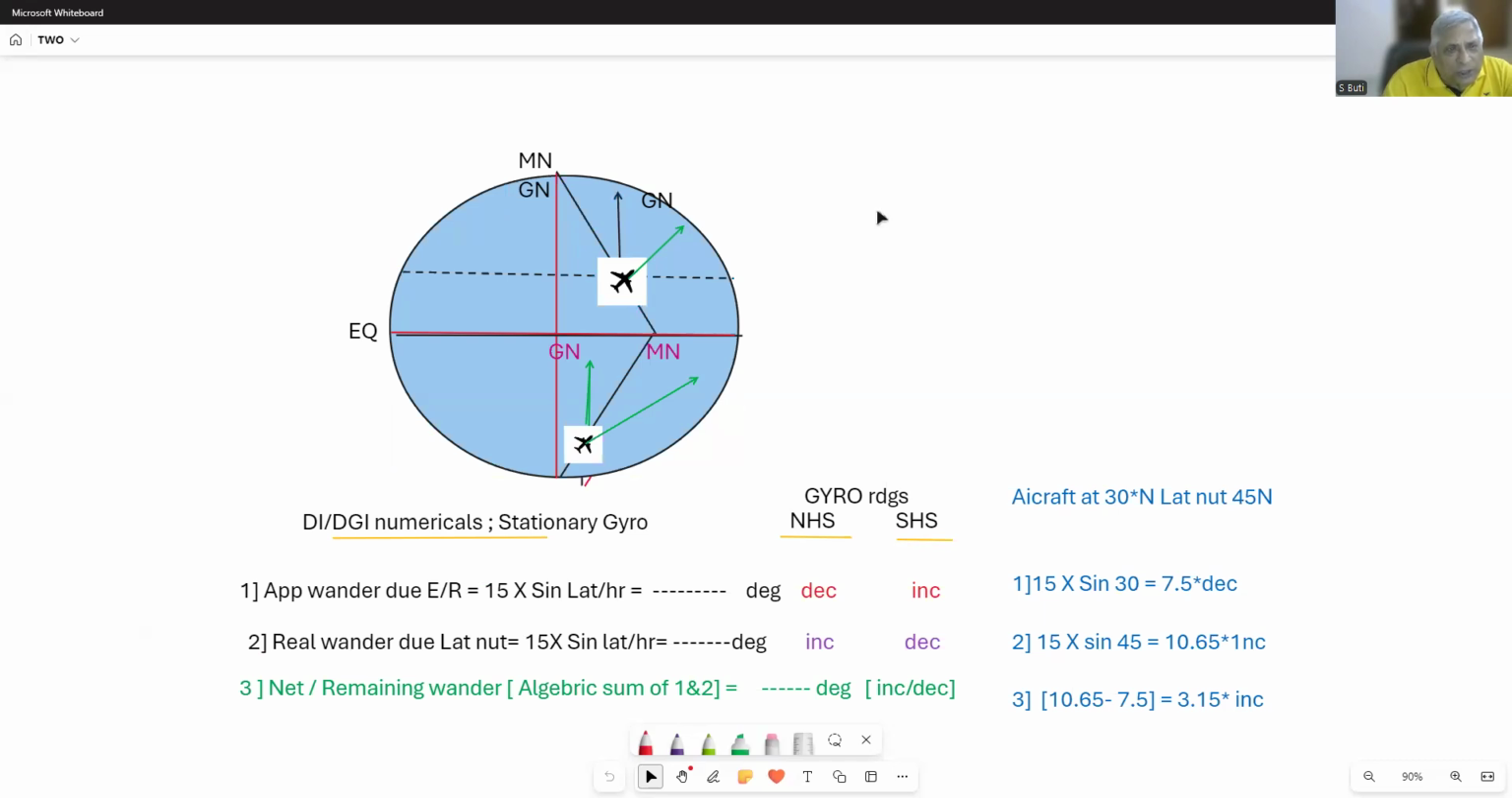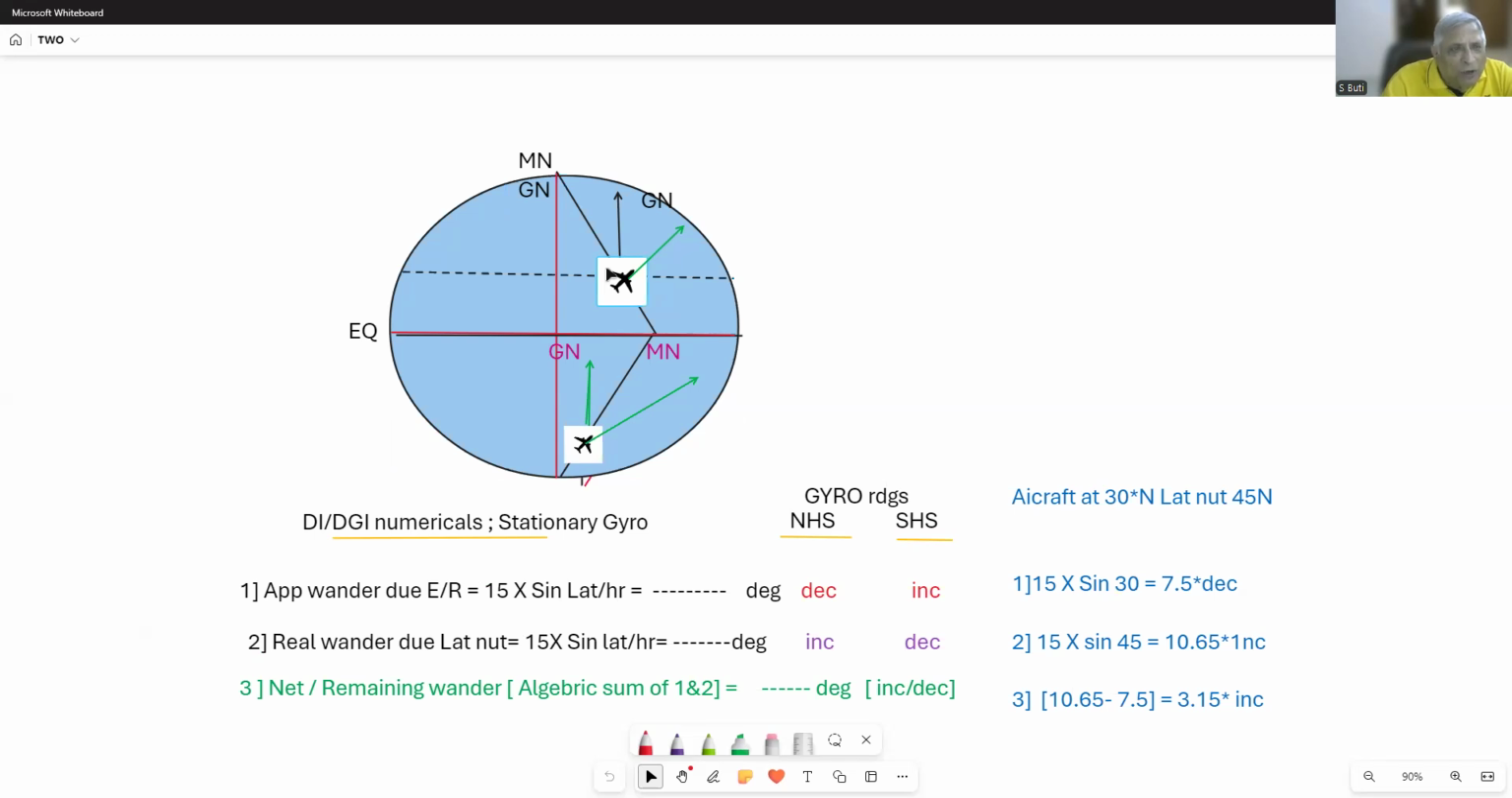But gyro, we told, is rigid. Yeah, it is. Let's say I've started from here, and this is my magnetic north and gyro north. Over a period of time, Earth will rotate at the rate of 15 degrees per hour. And this same meridian will now land up here. Meridians travel towards east, west to east.